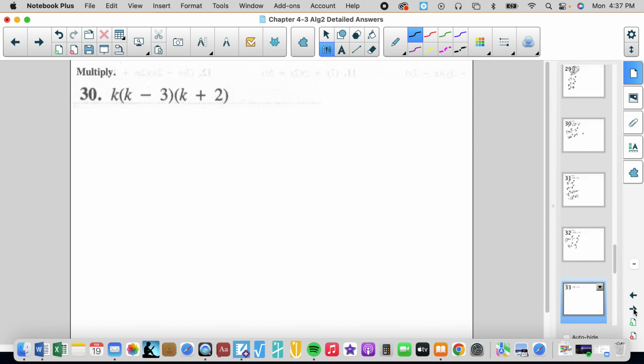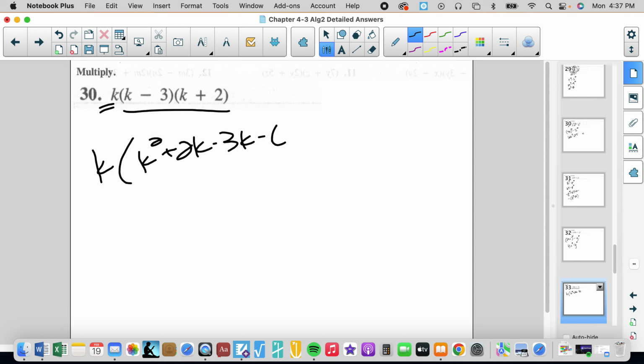These should be that easy. So we're going to multiply those two first, and then we'll distribute that in. So we have k, and we have k squared plus 2k minus 3k minus 6. I just did that distribution really fast. K squared minus k minus 6.